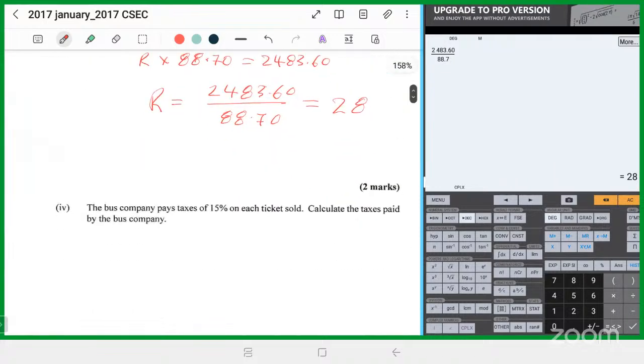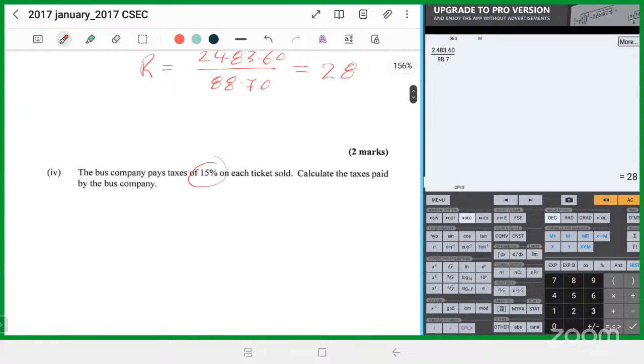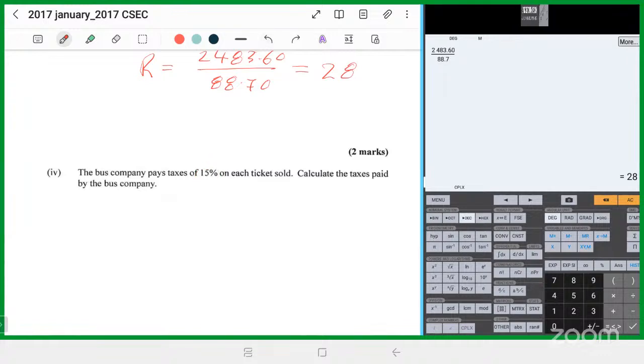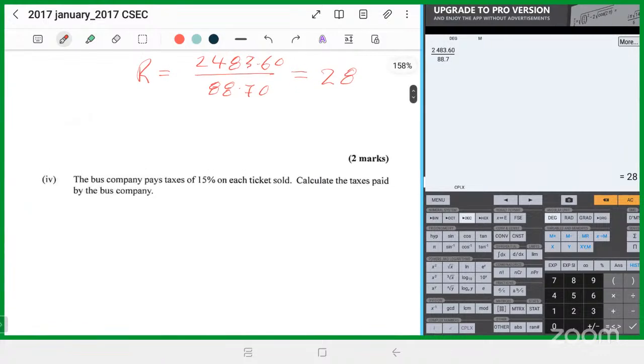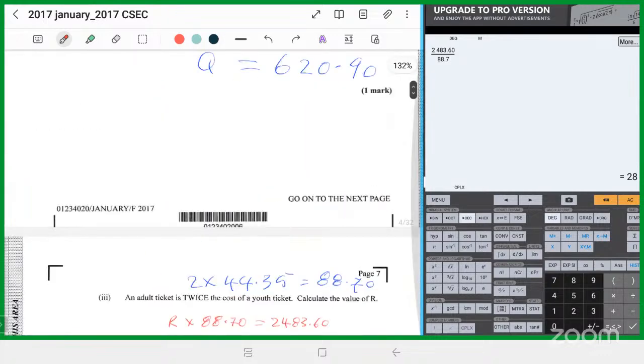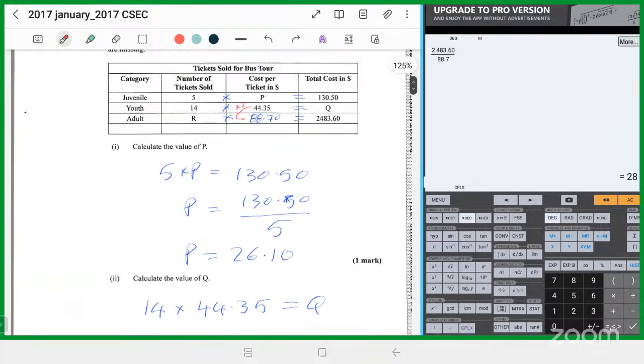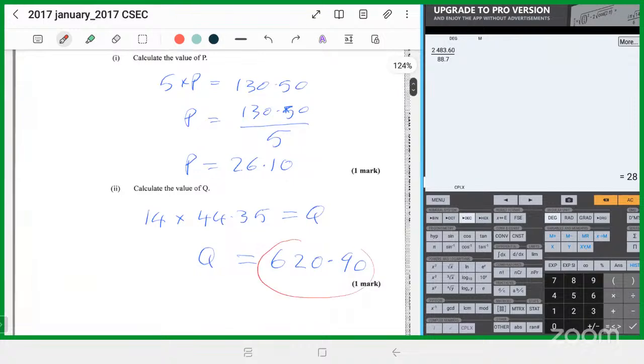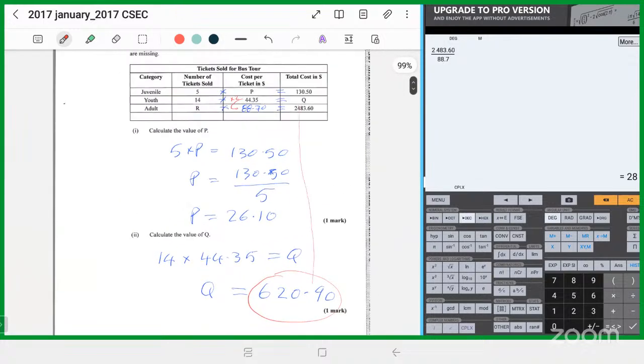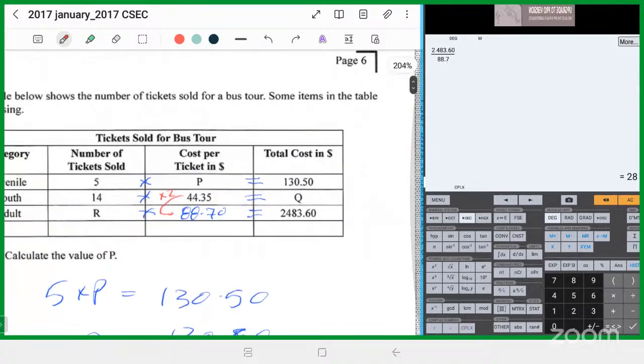Down here now, it says the bus company pays taxes of 15% on each ticket sold. Calculate the tax paid by the bus company. So basically, you want to pay the 15% on the total. So we need to know what the total is. All right, so let's go back up here. The figure that is missing is this Q figure in the totals column right here. I'm just going to put that in there, 1620, and then get the total. So this figure is supposed to be 1620.